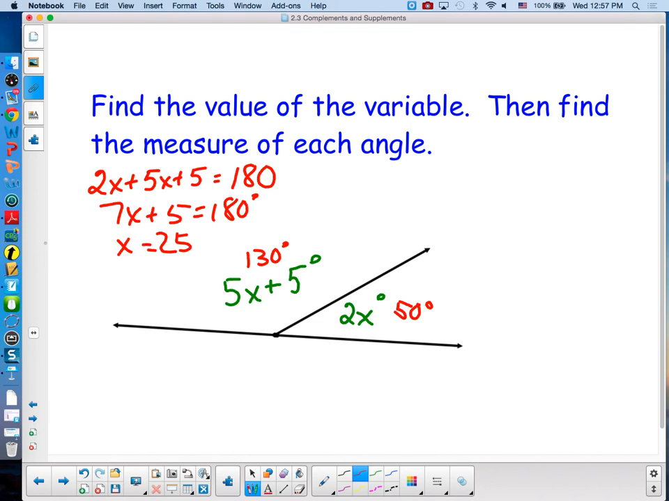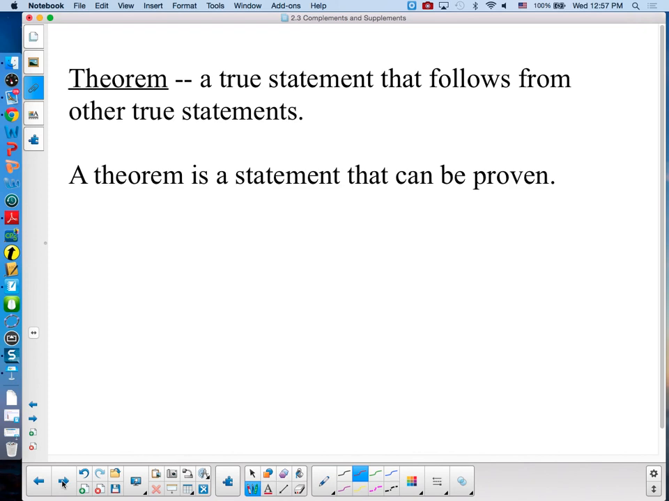All right, some had it set up but not completely solved. All right, then a theorem. We have a couple theorems that relate to supplements and complements to finish up today. A theorem is a true statement that follows from other true statements. It's not a definition. It's not telling you the meaning of something. It's maybe giving you another relationship. A theorem is also a statement that can be proven.